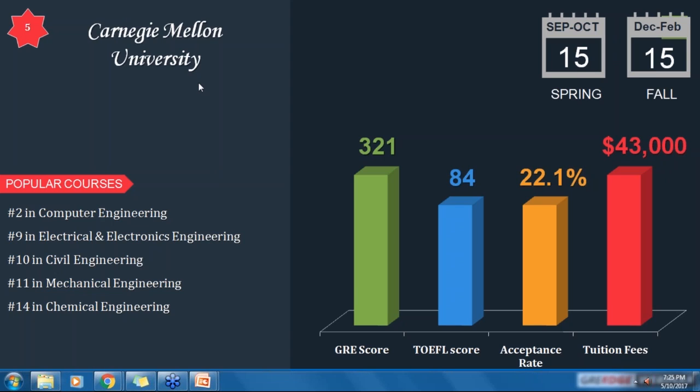A GRE score of more than 315 is really good. But you should apply much earlier and have a very, very strong SOP. That's very important for CMU. Even so, the acceptance rate is 22%.